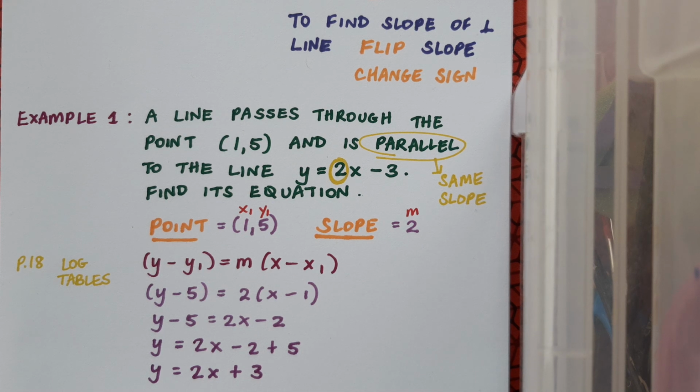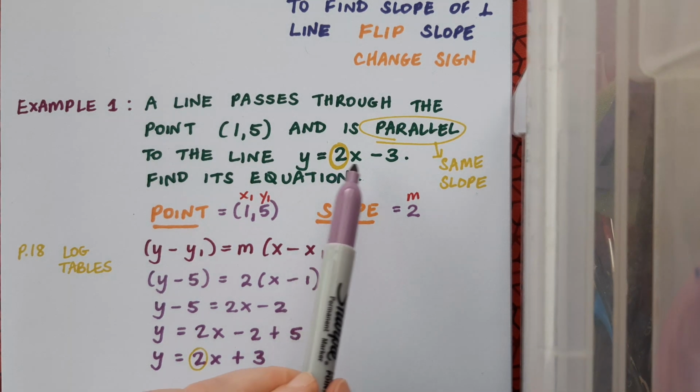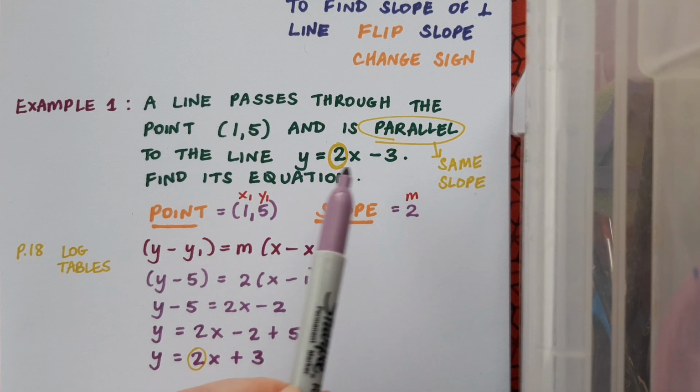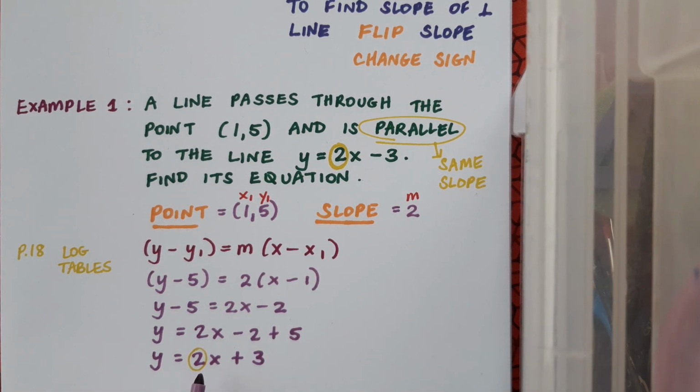And it's just interesting to note, when looking at this solution and comparing it back to the line that I was using in the question that was parallel to it, that in both cases I've got y equals 2x. And that's because those two lines are parallel, so they must have the same slope.